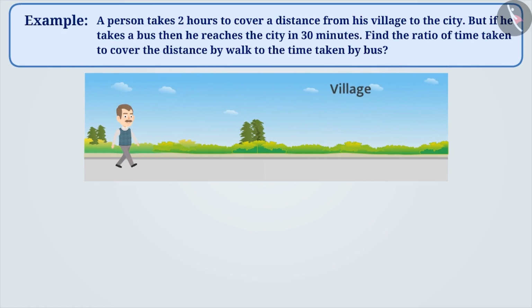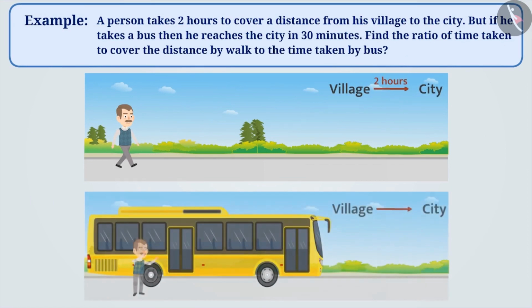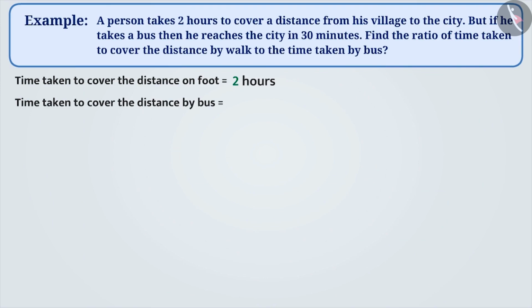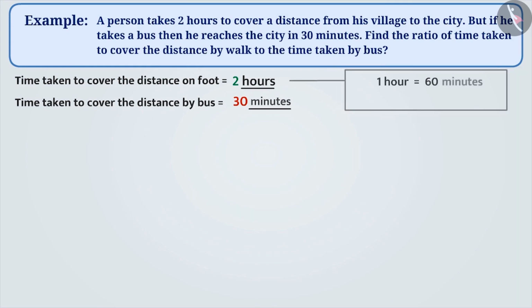Next example. A person takes 2 hours to cover a distance from his village to the city. But if he takes the bus, then he reaches in 30 minutes. Find the ratio of the time taken to cover the distance by walk to the time taken by bus. In order to find the ratio between the time taken by the person by walk, that is 2 hours, to the time taken by the bus, that is 30 minutes, we first need to make the units the same. Since 1 hour is equal to 60 minutes, 2 hours is equal to 120 minutes.